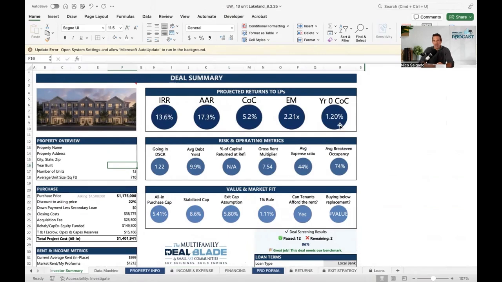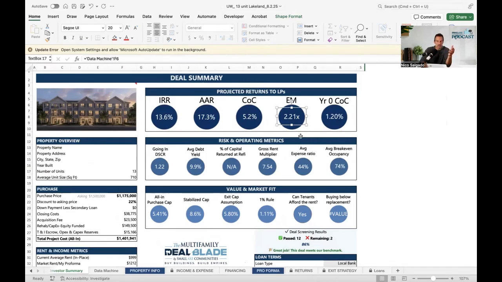Does it cash flow in year 0? This one's very tight. That's okay. You just have to be upfront with your investors about what it is and whether or not their risk level is good with it. Because if you take a look at this, the equity multiple is over 2. That is awesome.